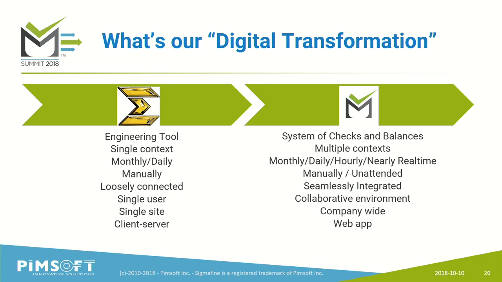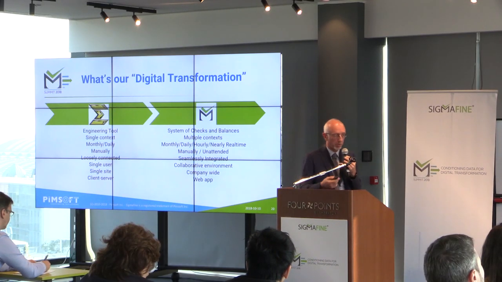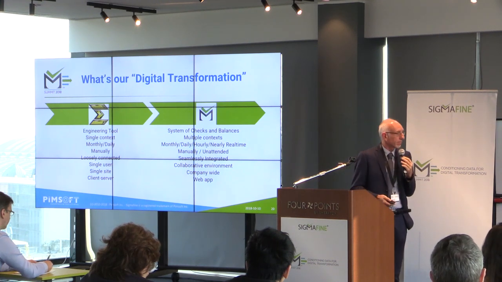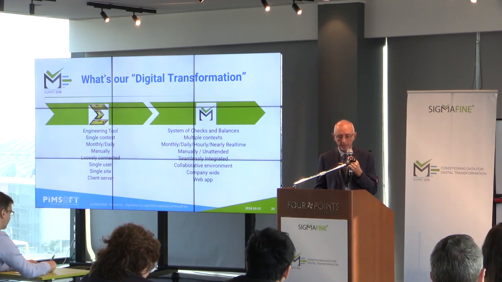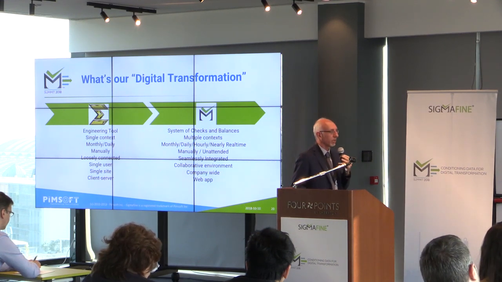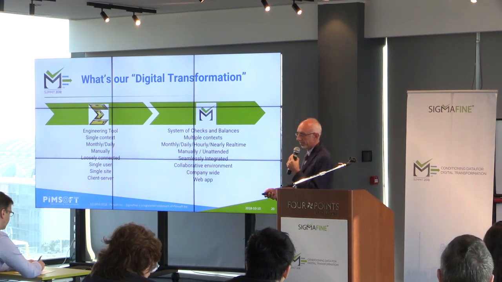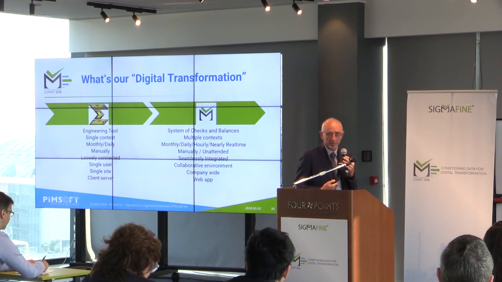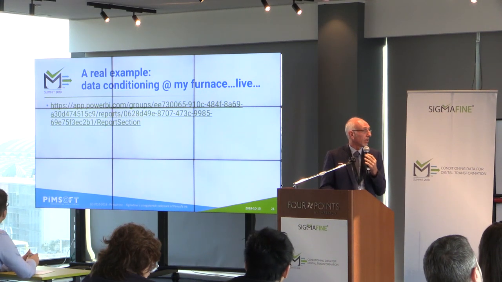Obviously, this means that Sigmafine needs to be highly integrated with the rest of the system, because we don't want to lose time getting data and cleaning up data manually. This is to be done automatically. Also, as Sigmafine is used more and more in different contexts, we need to support a collaborative environment, which means Sigmafine has to be used by more people simultaneously. And again, I believe this is the most important shift we have to make: we have to move our technology from client-server in order to deliver Sigmafine as a web app. So this is our digital transformation.